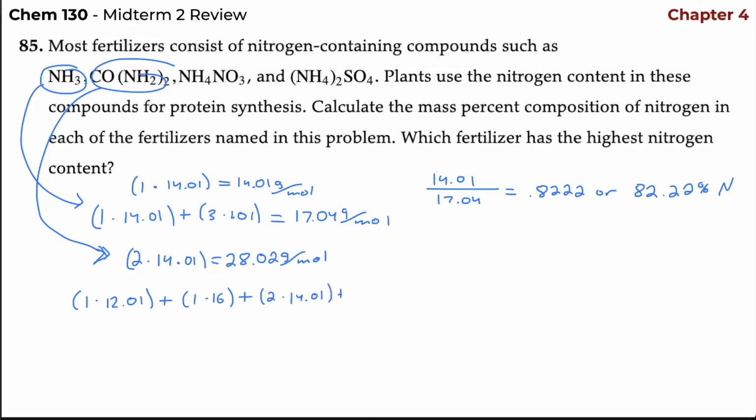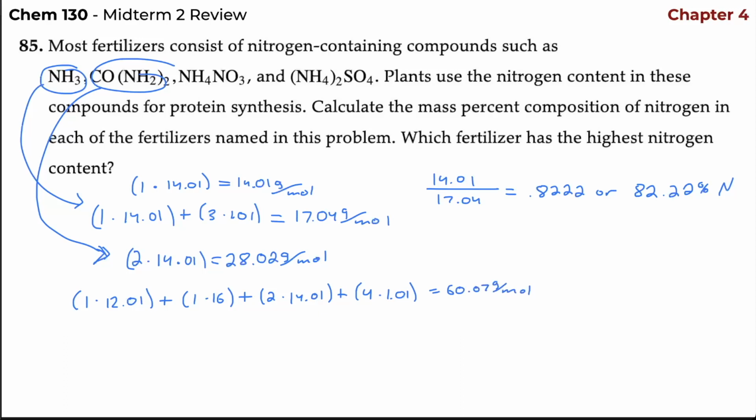Plus four hydrogen atoms, because it's this two times this two. So four hydrogen atoms, each of those are 1.01. This is equal to 60.07 grams per mole.